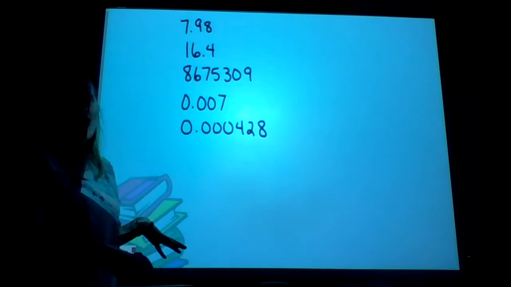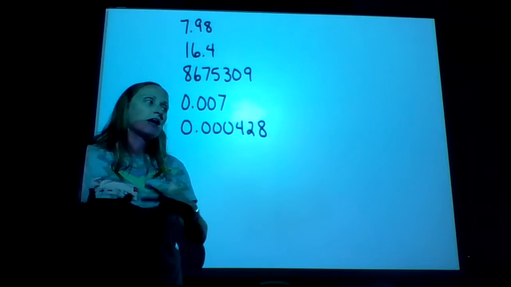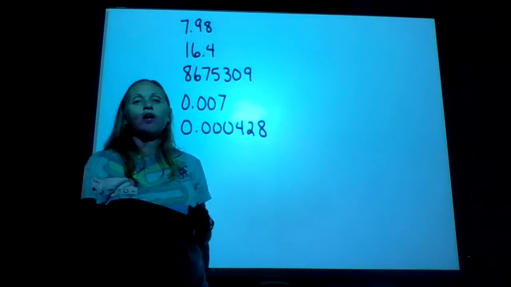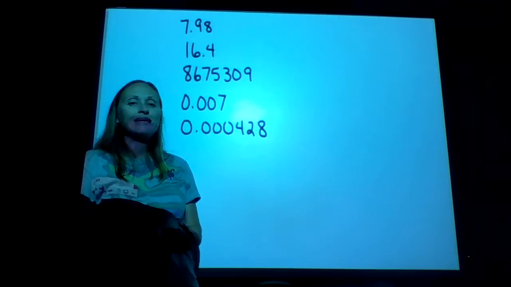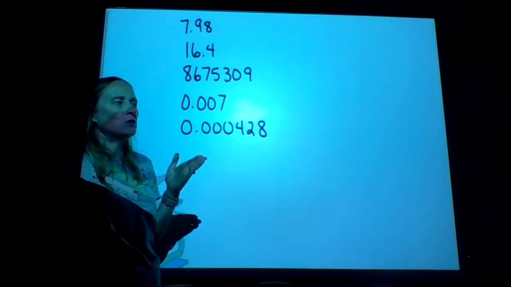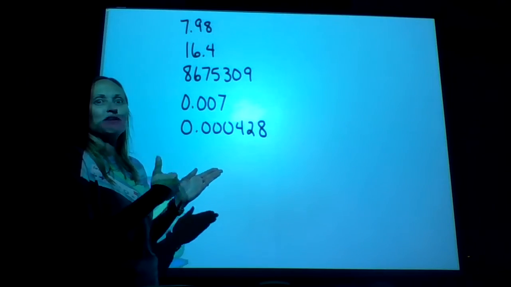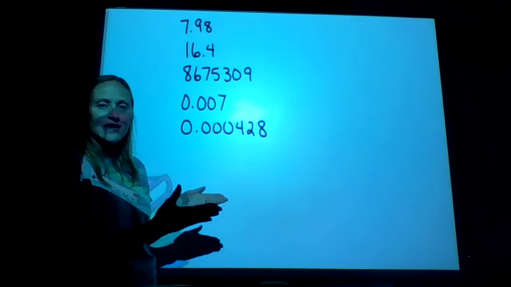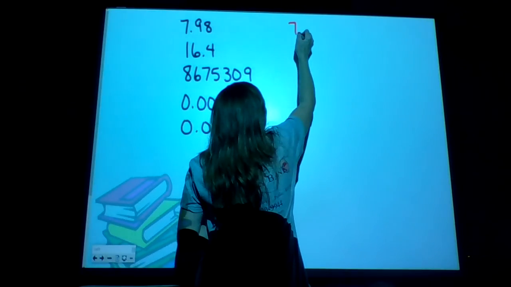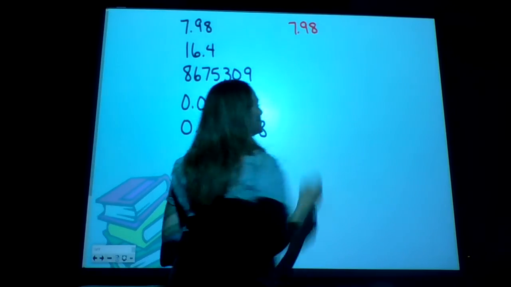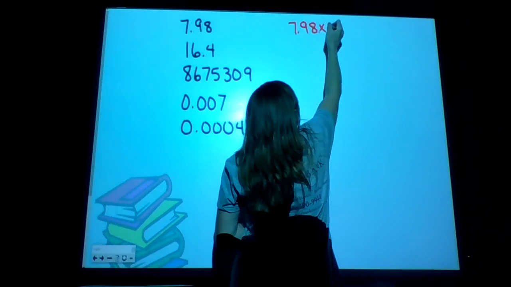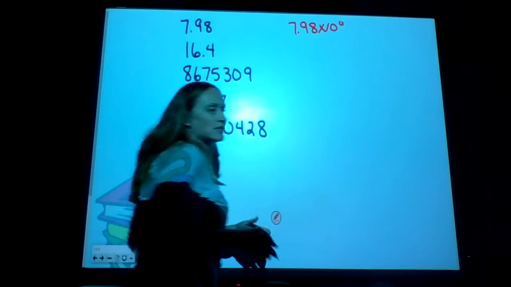I went on and added this slide just to help you out with a couple more examples. So let's take a look at our first one. Our first example, we have 7.98. You really can't move that decimal anywhere to where it's going to fall between 1 and 10, that first factor. So this number is already how you're going to write it. If you'd like to, you could do times 10 to the 0 power.